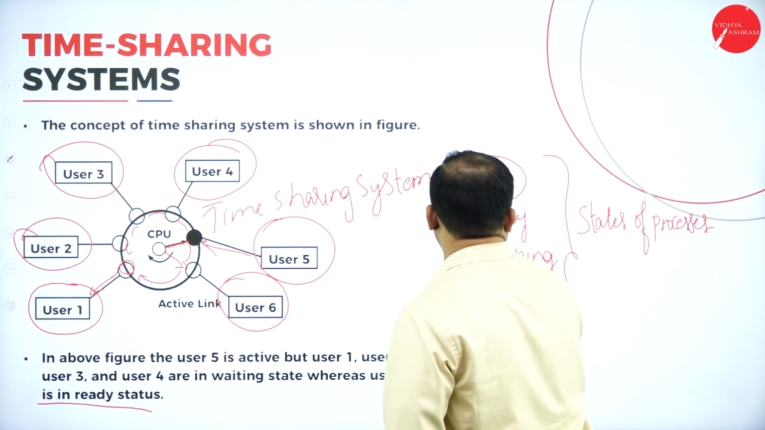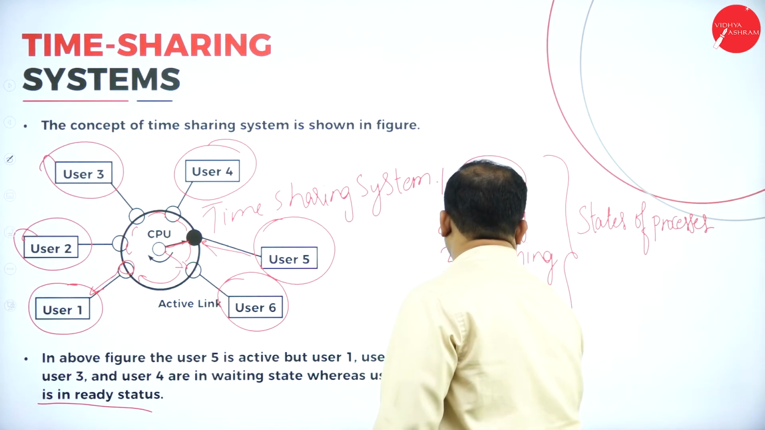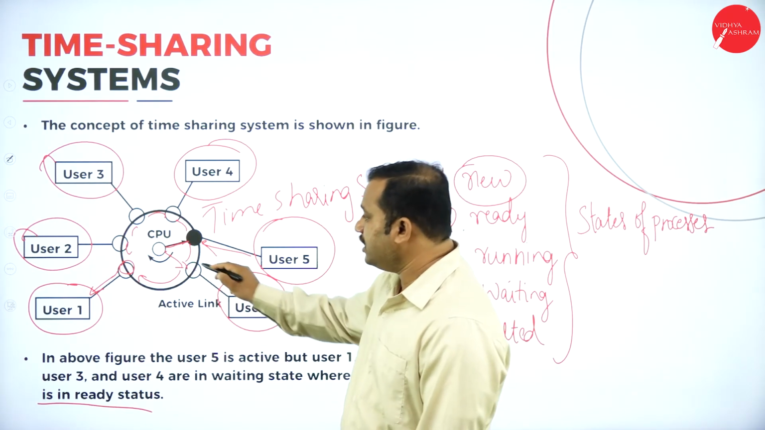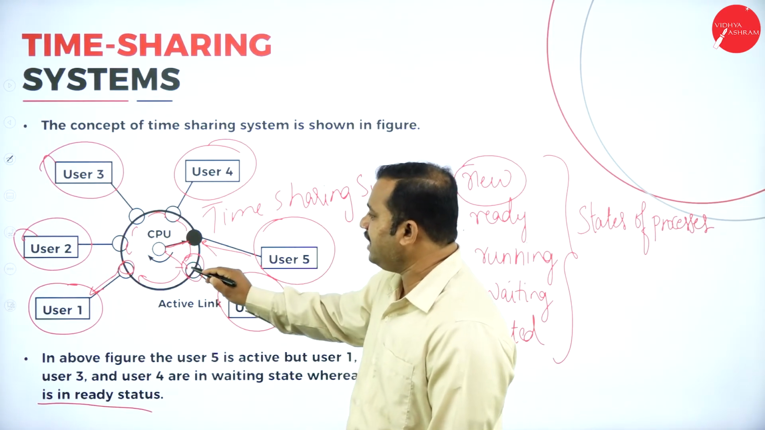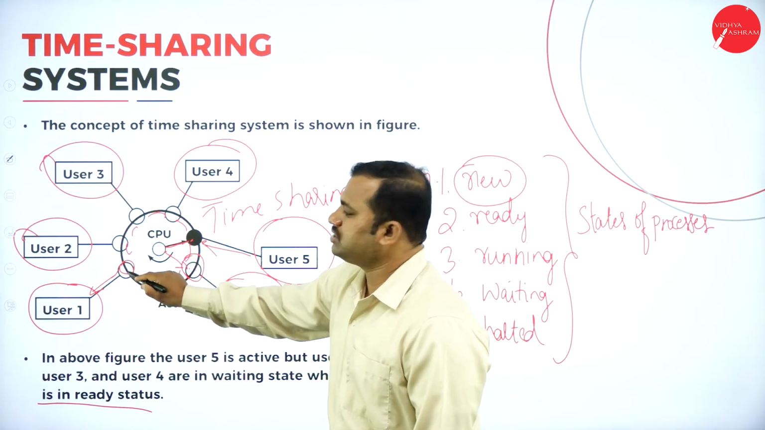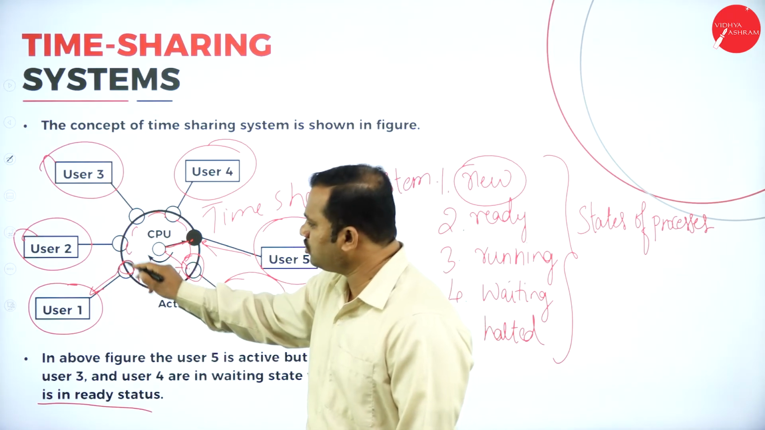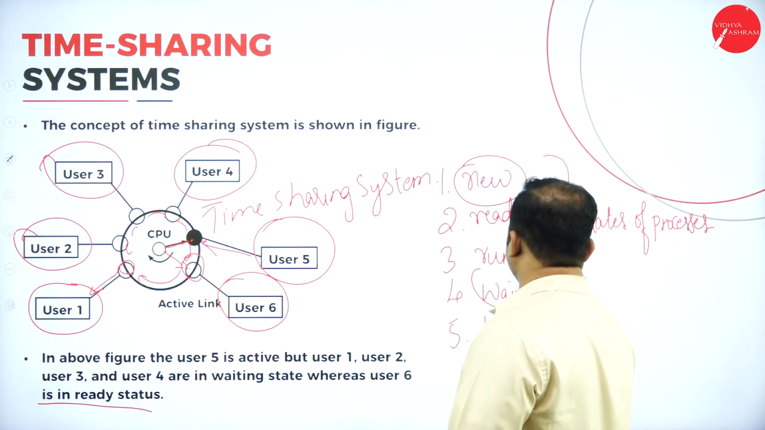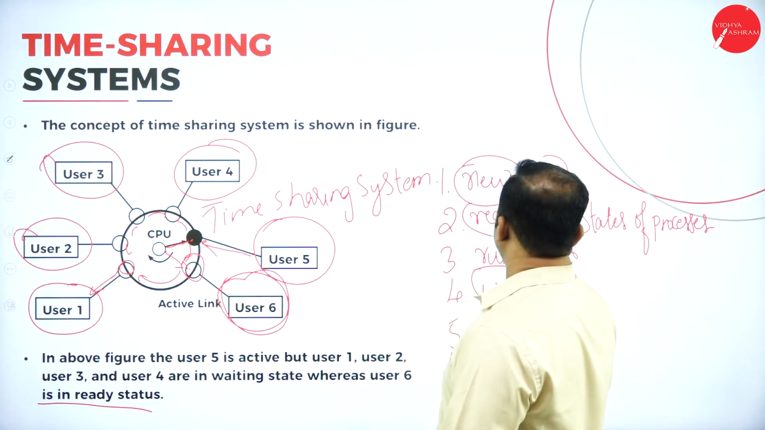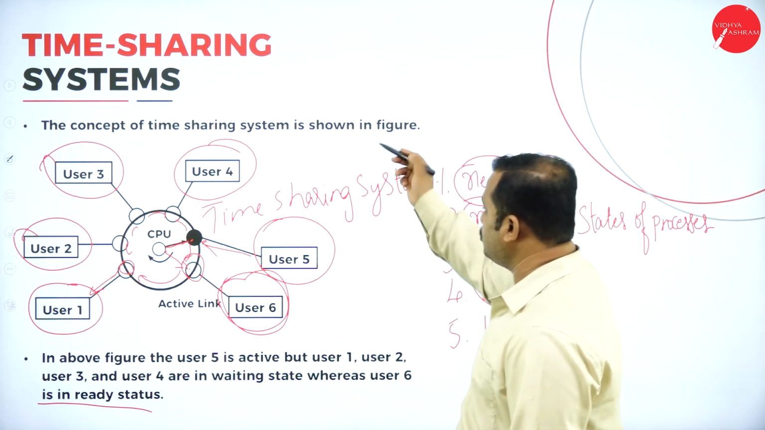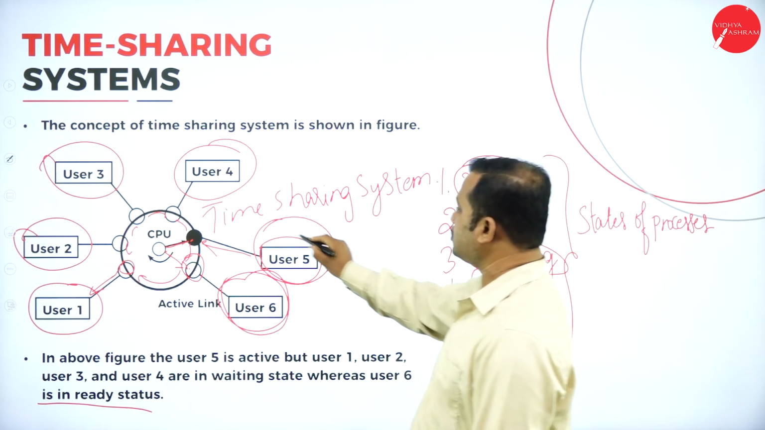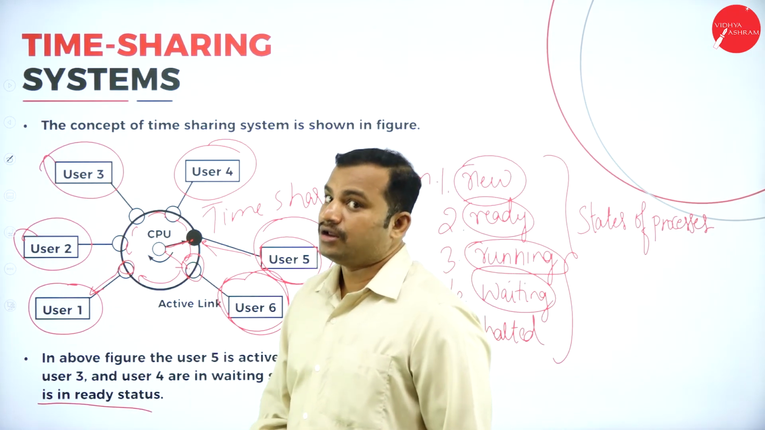That is state 1, state 2, state 3, state 4, state 5. Which is the next process in the queue? User 6. So it must be ready when the process comes to this user. The other users need to wait for some time, so I will call that the waiting state. Which user is ready now? The 6th user is ready, so user 6 is in ready state. Which user is using the CPU? The running state, which is the 3rd state. CPU is in running state.